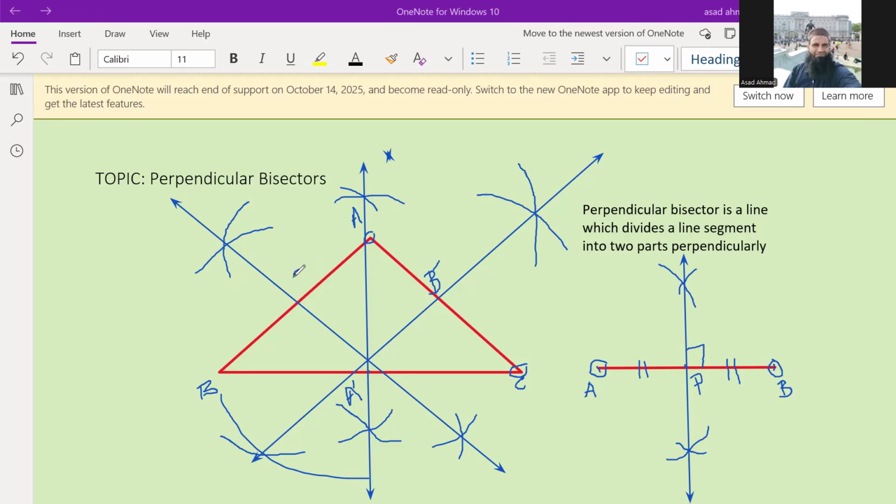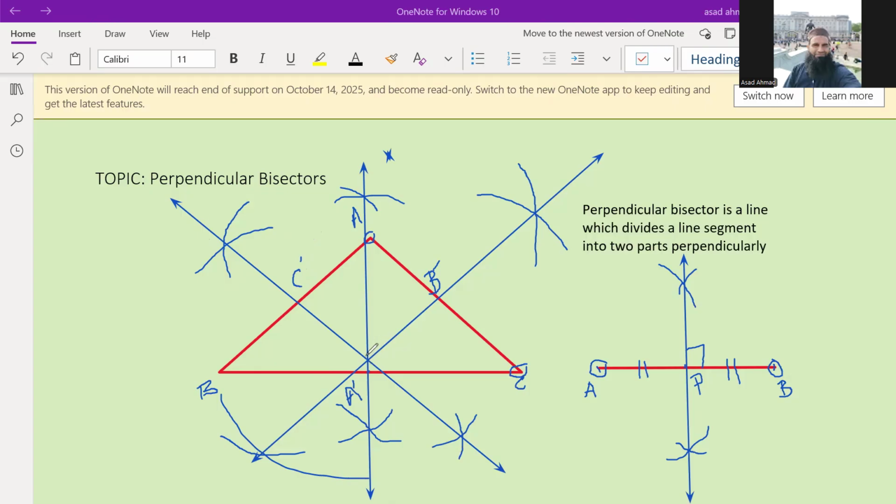So I have done it because I am drawing it on the laptop. That's why we want to draw the arcs first, and then you have to join the points of intersection of two arcs, and you will be able to get the perpendicular bisectors.